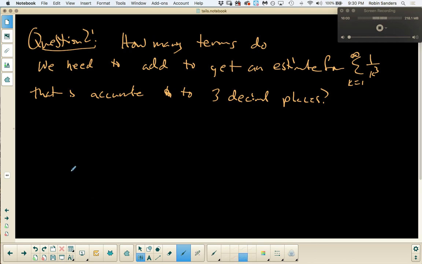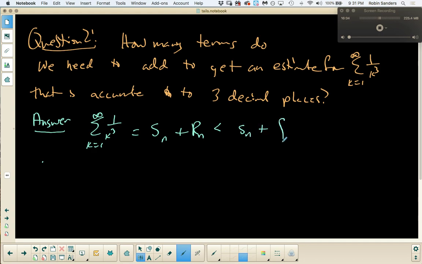Well, the way that we're going to look at this particular problem is we're only going to worry about the upper bound. The upper bound gives me an idea of how much error I might have. And so what I want to be thinking in terms of is that the series itself can be thought of as Sn plus Rn, and Rn is known to be smaller than the integral between n and infinity of 1 over x to the p, well, in this case, 1 over x cubed, dx.